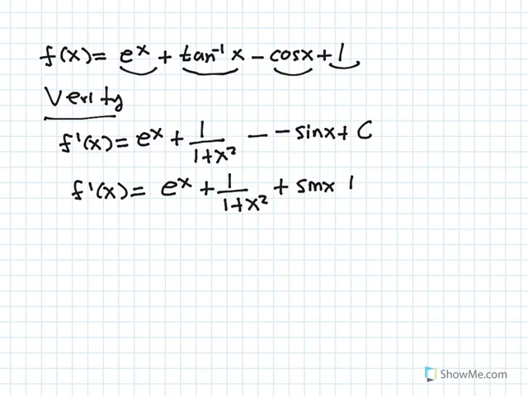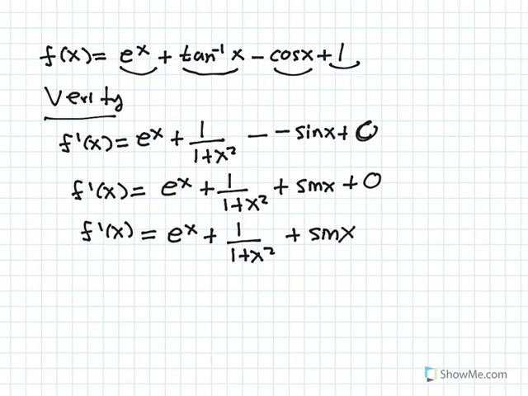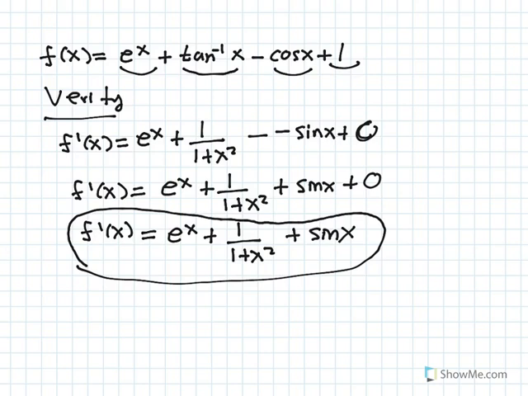plus 0, I'm sorry, plus 0. And so let's just rewrite that: f prime of x is e to the x plus 1 over 1 plus x squared plus sine x, which is what we had, which was the question that we were given. And so this checks out.